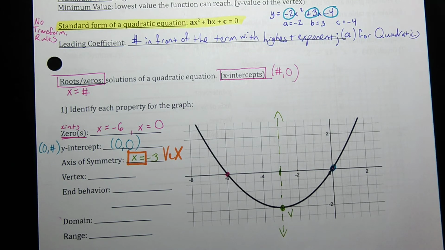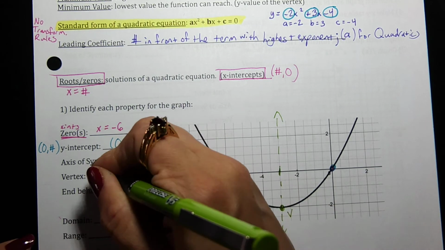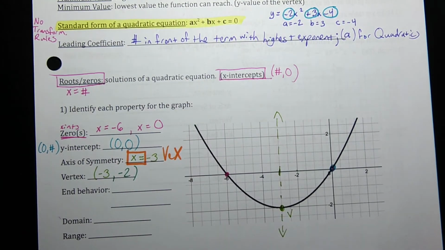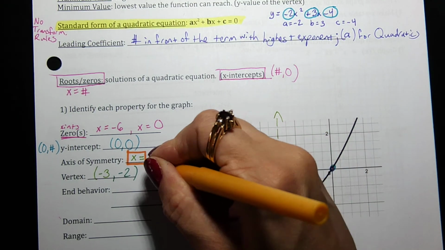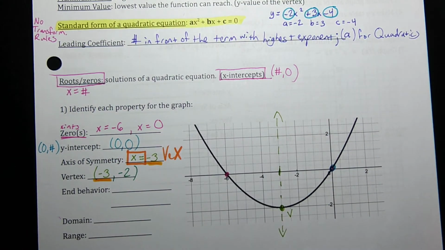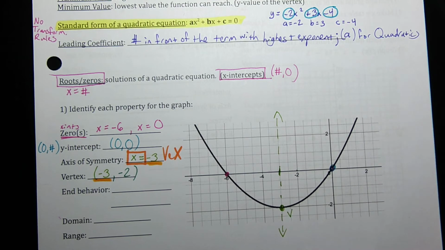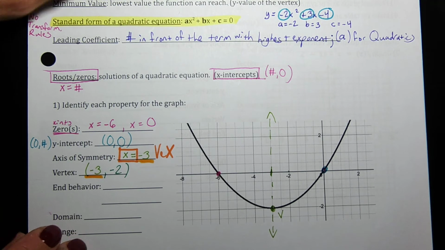So folks, what about the vertex? If I asked you for the coordinates of that vertex, what would you say they are? Perfect. So -3 and -2. One thing that I want you to notice is that your vertex has the same x value as your axis of symmetry. This is no coincidence. Anything that lies on that axis of symmetry will have an x value of -3. So the vertex, which lies on that line, will also have an x value of -3.